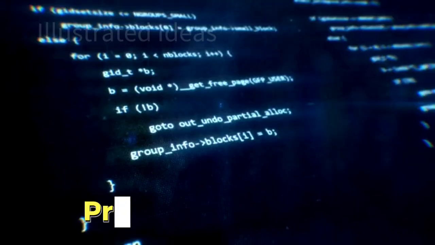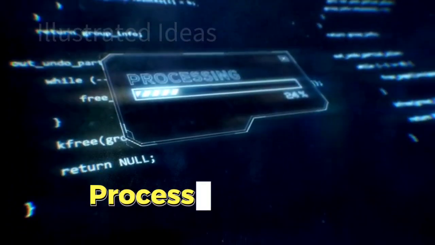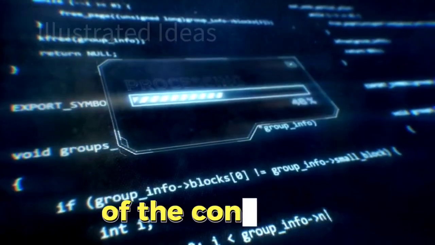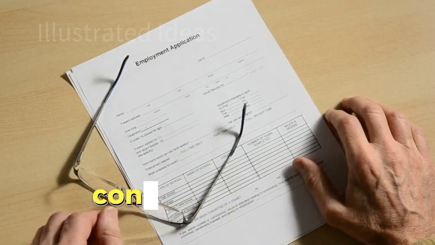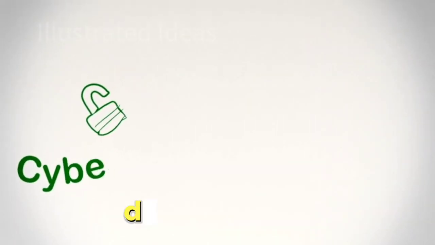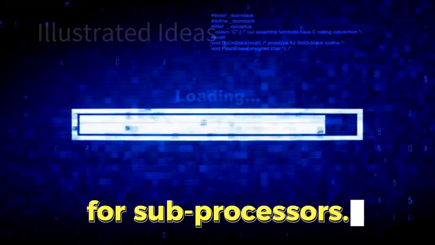Point 5. Processor. Role: processes data on behalf of the controller. Requirements: operate under a written contract with the controller. Follow controller instructions and ensure data security. Obtain authorization for sub-processors.